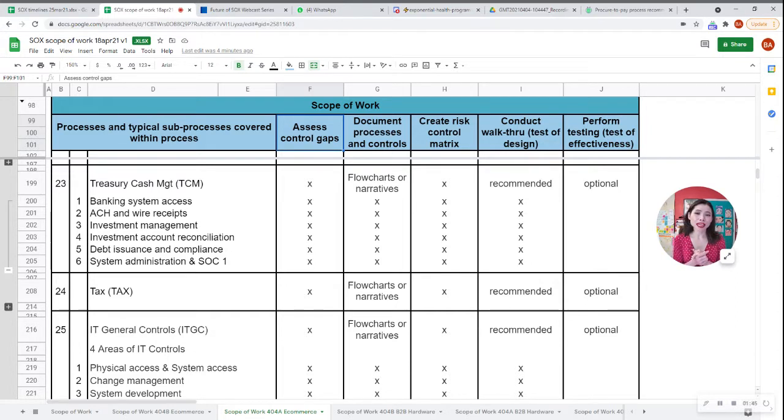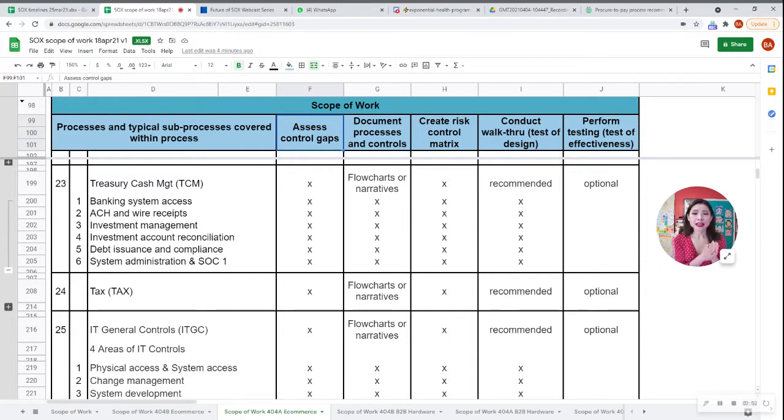Next is going to be creating your risk control matrix, or RCM. Your RCM is one of the most important documents. Auditors will really focus on that. And so in conjunction with preparing your flow charts or your narratives, you're creating that RCM.